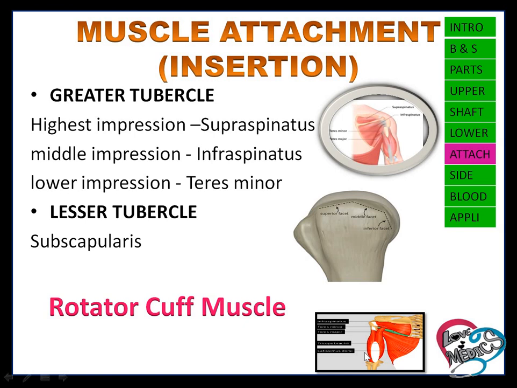Now we see the muscle attachment of humerus bone. Origins are slightly difficult, so first we see the insertions. Mostly upper end has insertions and lower end has origin. Greater tubercle has the highest impression, that is superficial facet. The supraspinatus muscle inserts in the superficial facet and infraspinatus muscle inserts in the middle facet and teres minor muscle inserts in the lower facet and subscapularis muscle inserts in the lesser tubercle. These four muscles altogether are called rotator cuff muscles.